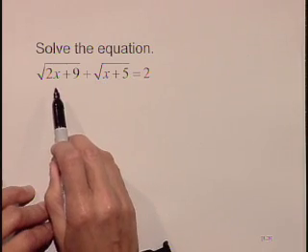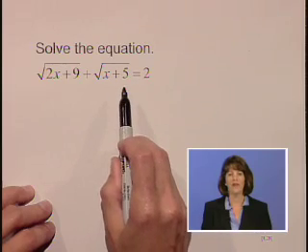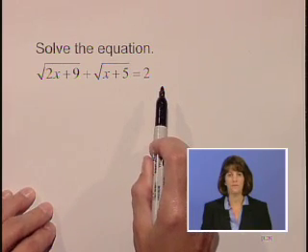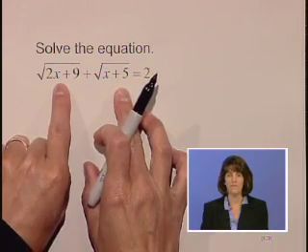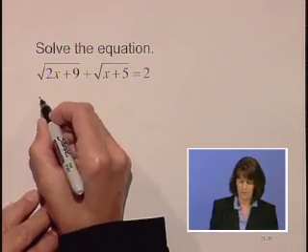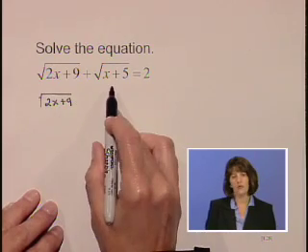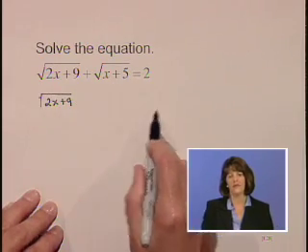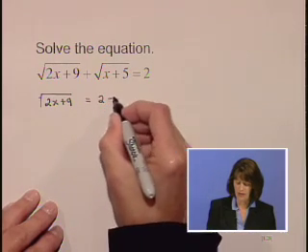Let's solve the equation. The square root of 2x plus 9 plus the square root of x plus 5 is equal to 2. Here we have a fairly complicated equation with two radicals in it. Let's begin by isolating one of them. So let's subtract this square root of x plus 5 term from both sides, moving it to the right-hand side.